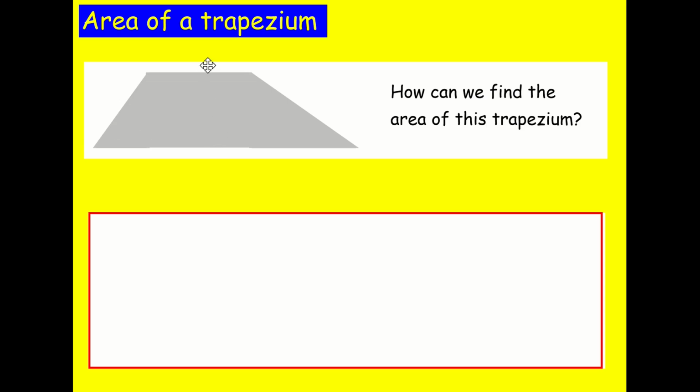Today we're going to look at the area of a trapezium. So here is an example of a trapezium. Now what defines a trapezium is the fact that you've got two parallel sides here.